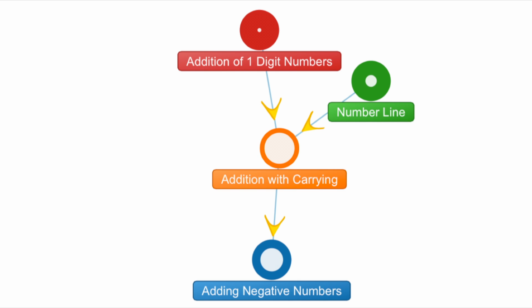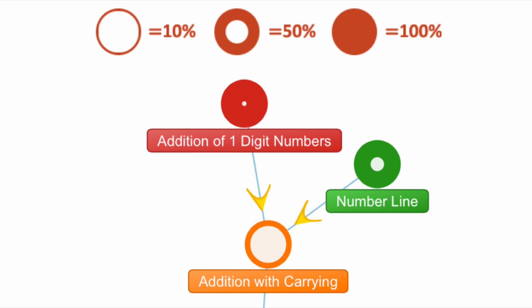In this example, you can see that the two milestones, addition of one-digit numbers and the number line, lead to addition with carrying. You can also notice that some circles are full, like addition of one-digit numbers, while others are empty, like addition with carrying. An empty circle indicates that the student needs to practice more on that milestone, while a full circle means that the student is doing great.